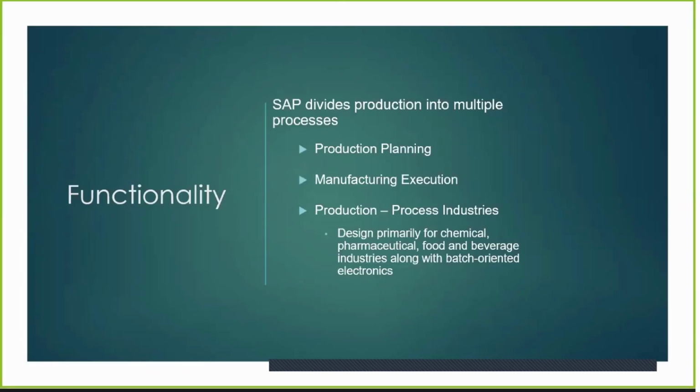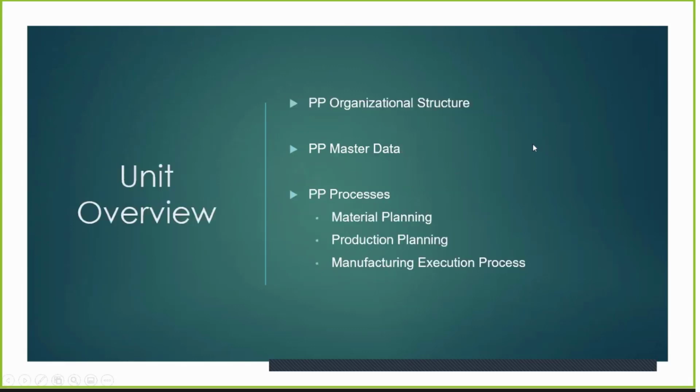What you will see in this chapter: the production planning, manufacturing execution, and the production process industry. Which means that we use this production planning and so on in different types of industries, like pharmaceutical industry, electronic industry, beverage, foods, and so on. And you will see the production planning organization structure, the material, the processes, material planning, production planning, and manufacturing execution.